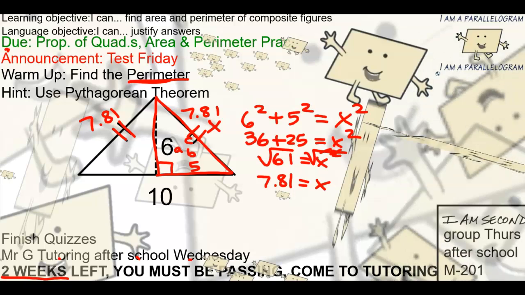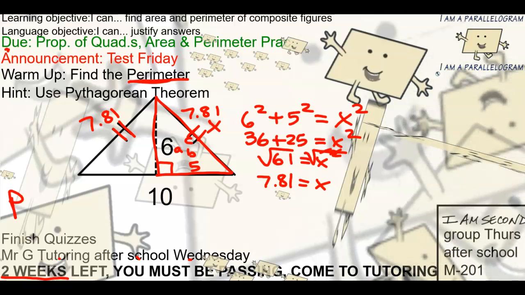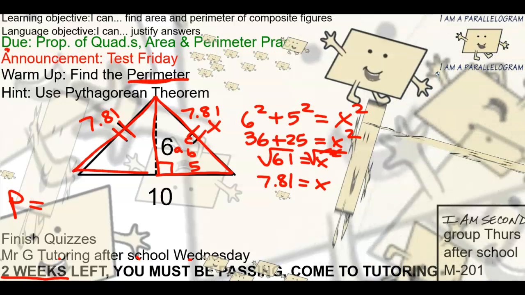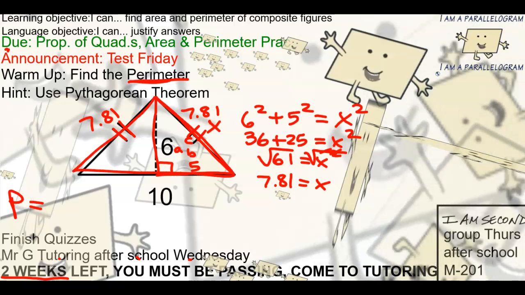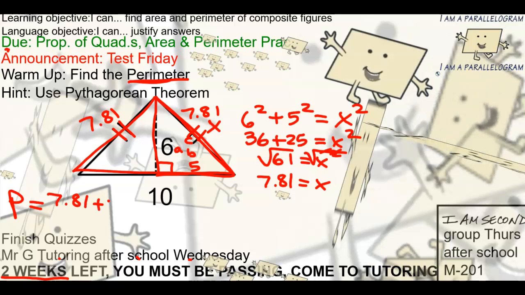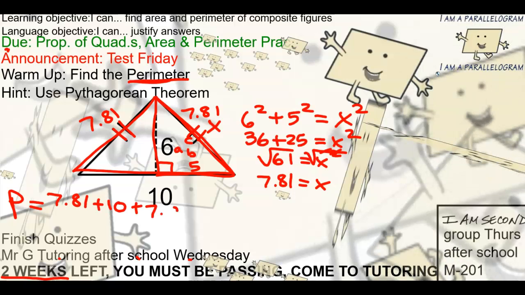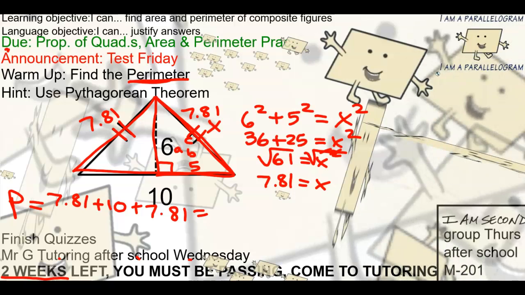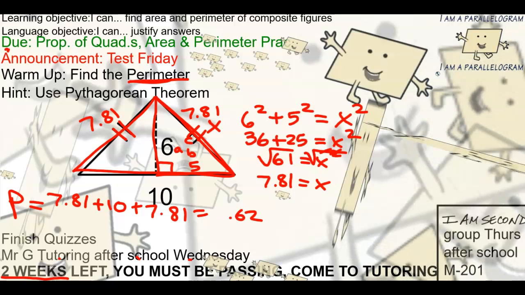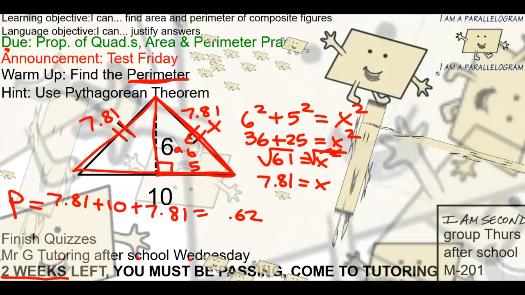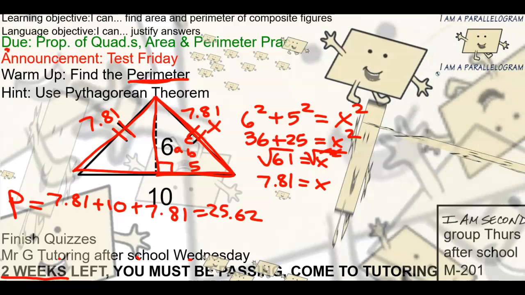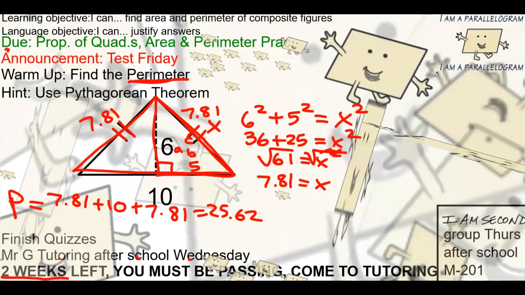Now I'm still not done because I need to find the perimeter. Got to add up all 3 sides. 7.81 plus 10 plus 7.81, right? What do I get? Is it 25.62? All right. And whatever my units are for that, okay?